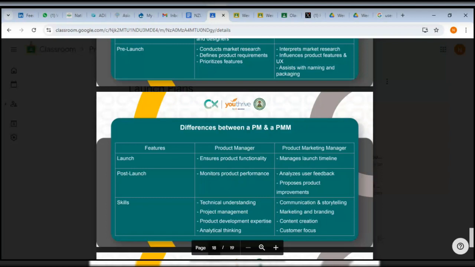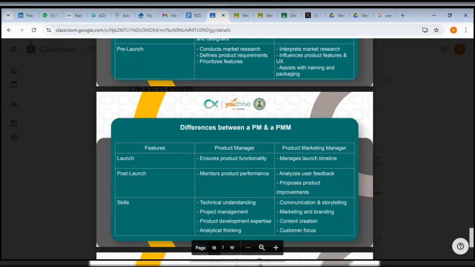And then the post launch, the PM monitors product performance, whereas a PMM analyzes user feedback and proposes product improvements. So through the feedback from users, the PMM is able to tell what needs to be improved and propose how that can be gone about.